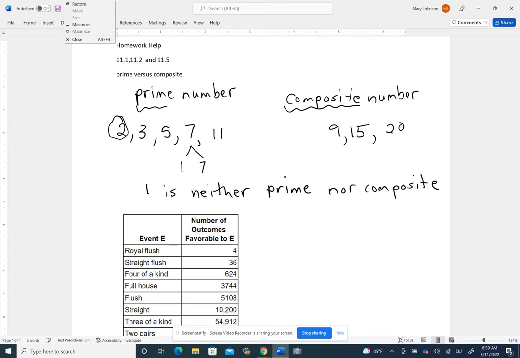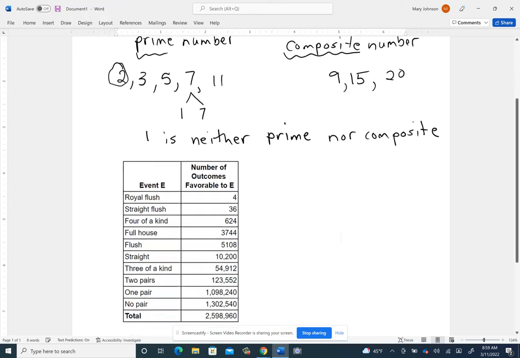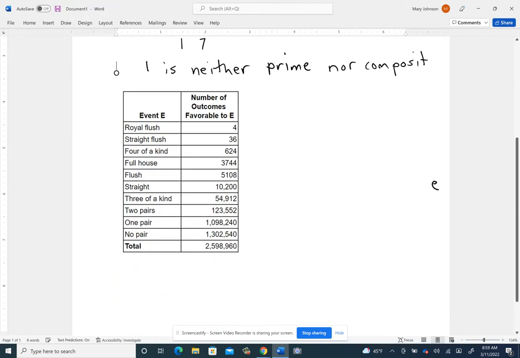All right, now the other questions have been dealing with the problems involving this chart. So I've copied the chart, you see it there, that shows the number of possible hands you could get when playing poker that would be of a certain type. So like there's 4 possible hands that would be a royal flush. There's 3,744 possible hands that would be a full house, and so on.